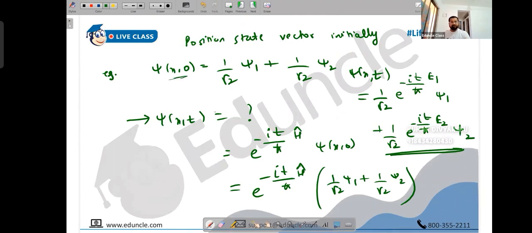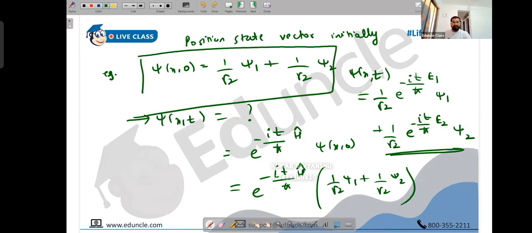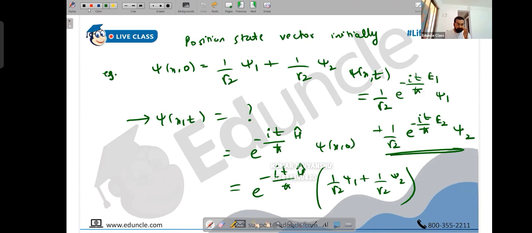I've written x comma t, so it's a function of position and time. This is the value of the wave function initially, and this is the value of the wave function after some time, because of the time evolution of the wave function. Last page.